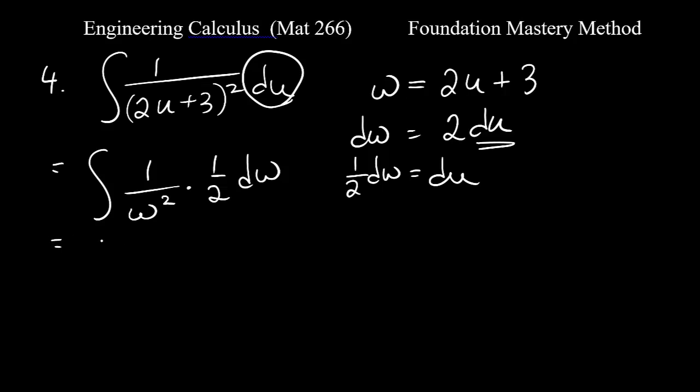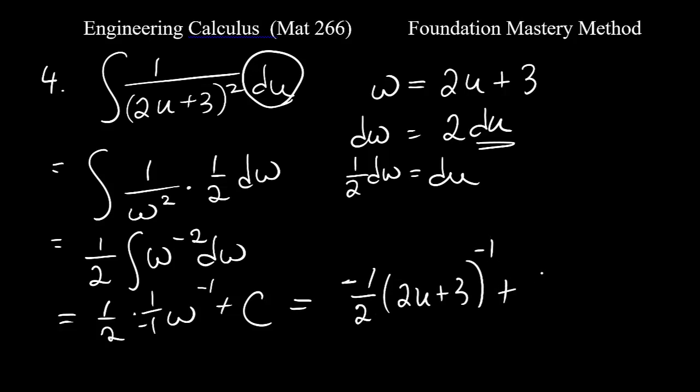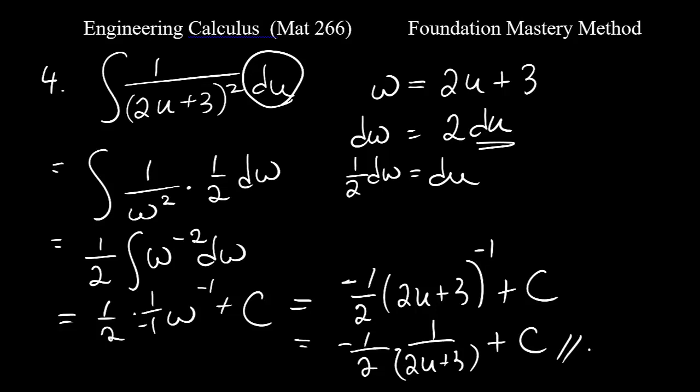And now this is the same as integrating 1/2 times w to the minus 2 power, which is applying the power rule backwards. We'll add 1, that'll give us w to the negative 1 power, and multiply by the reciprocal of the new power, 1 over negative 1, plus our constant of integration. And finally, just rewriting this as negative 1/2 and back substituting, we'll have (2u plus 3) to the minus 1 power, plus our constant of integration. Or we could also write this as minus 1/2 times 1 over (2u plus 3), plus our constant of integration.